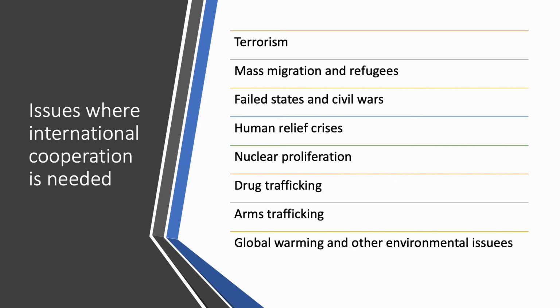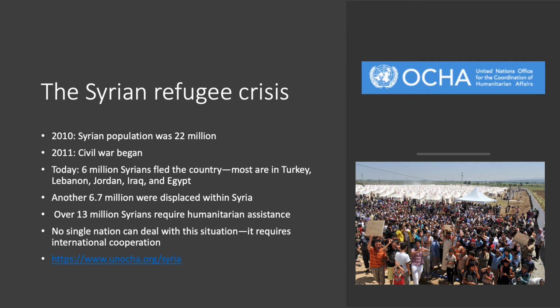Drug trafficking, arms trafficking, and then, of course, environmental issues such as global warming. There's nothing one nation can do to fix this. Don't all these problems require international cooperation? And then the question is how to do that through international organizations or ad hoc agreements. And that's what the multilateralists say. All these problems require organizations. So there's a quick one here.